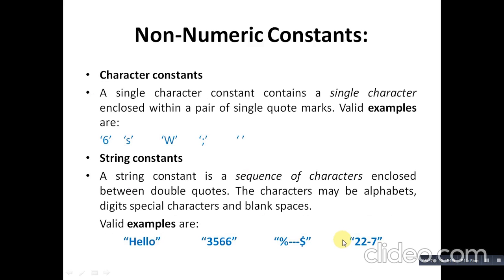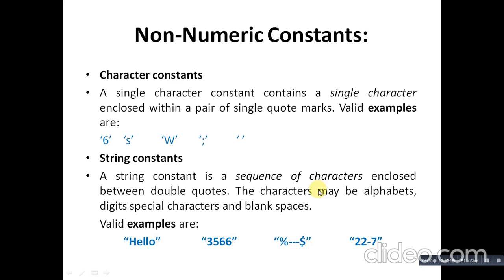In non-numeric constants, again there is a classification of character constant and string constant. A character constant contains a single character enclosed within a pair of single quote marks. The valid examples are, in single quotes, 6, small s, capital W, semicolon and blank. So these are the examples of a character constant. Whenever we want a character constant, a single character is enclosed within a pair of single quote marks.